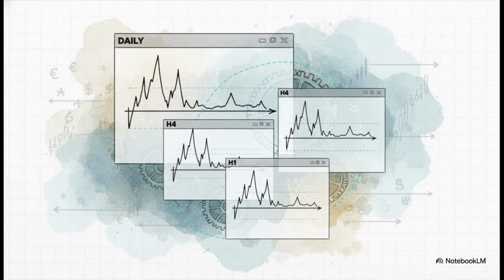Okay, and here's what makes this whole thing so incredibly powerful. This PO3 pattern isn't just something you see on a 5-minute chart. It's what we call fractal. That's just a fancy way of saying the same pattern repeats itself on different scales. You'll see it on the hourly chart, the 4-hour, even the daily. The absolute best A-plus trades, they happen when all of these different time frames are singing the exact same tune.